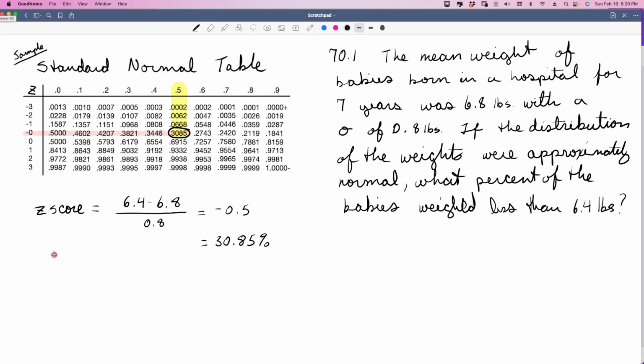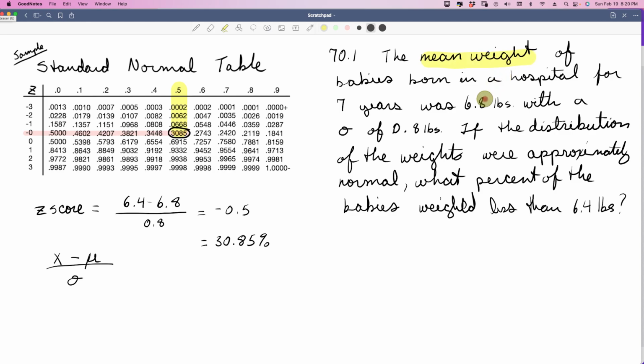Remember, that's our x minus our mean, right? So x minus our mean divided by our standard deviation. So our x is 6.4 and our mean is 6.8. And we divide that by 0.8, which is our standard deviation right here. I'll highlight that information for you.